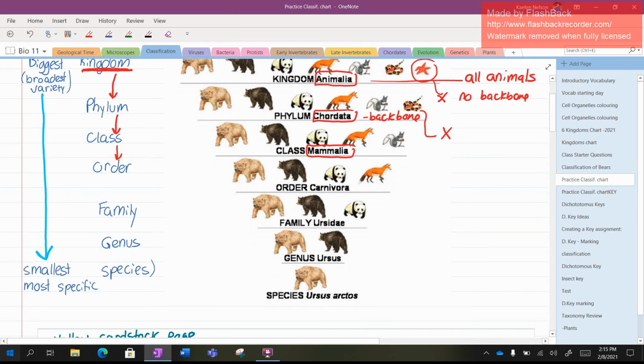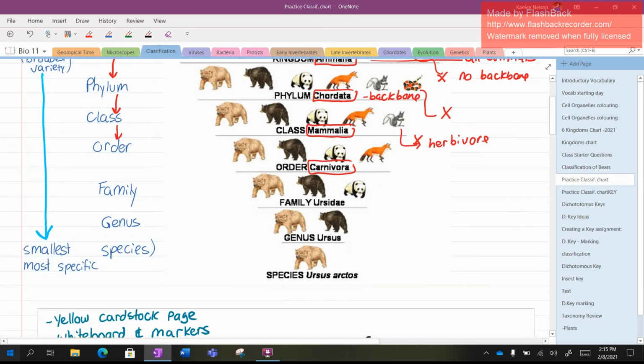Moving down again, we go to order, and this is the carnivores. And our little squirrel, he's a herbivore, so he does not make it into the carnivore family. And as you can see, the variety of animals is getting more and more specific.